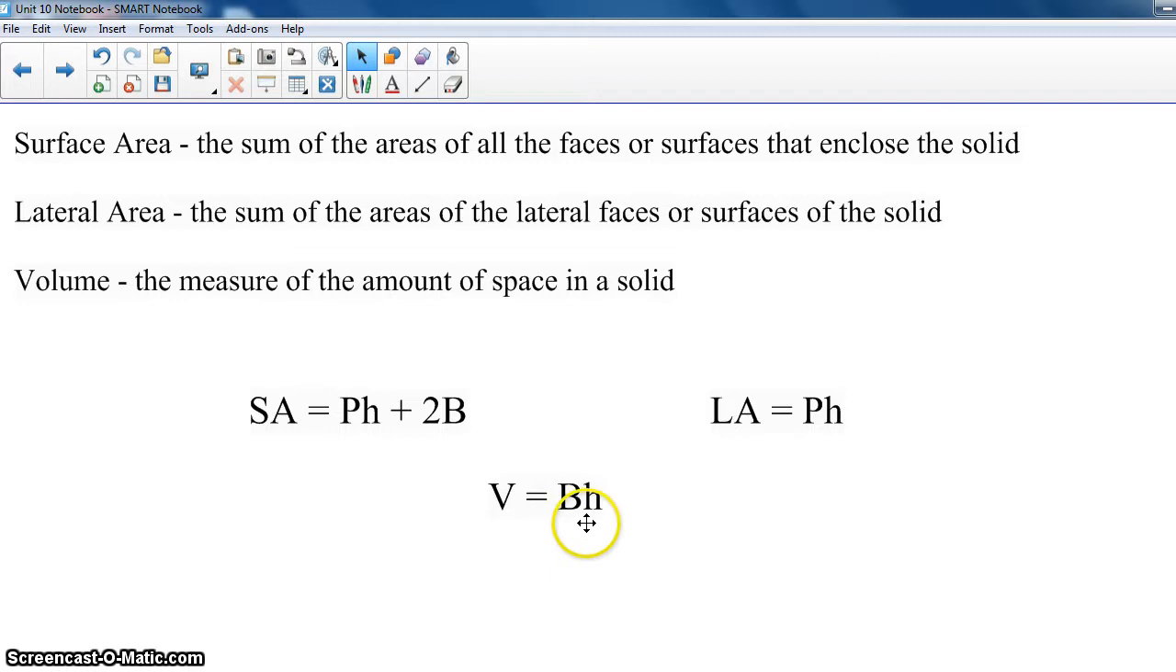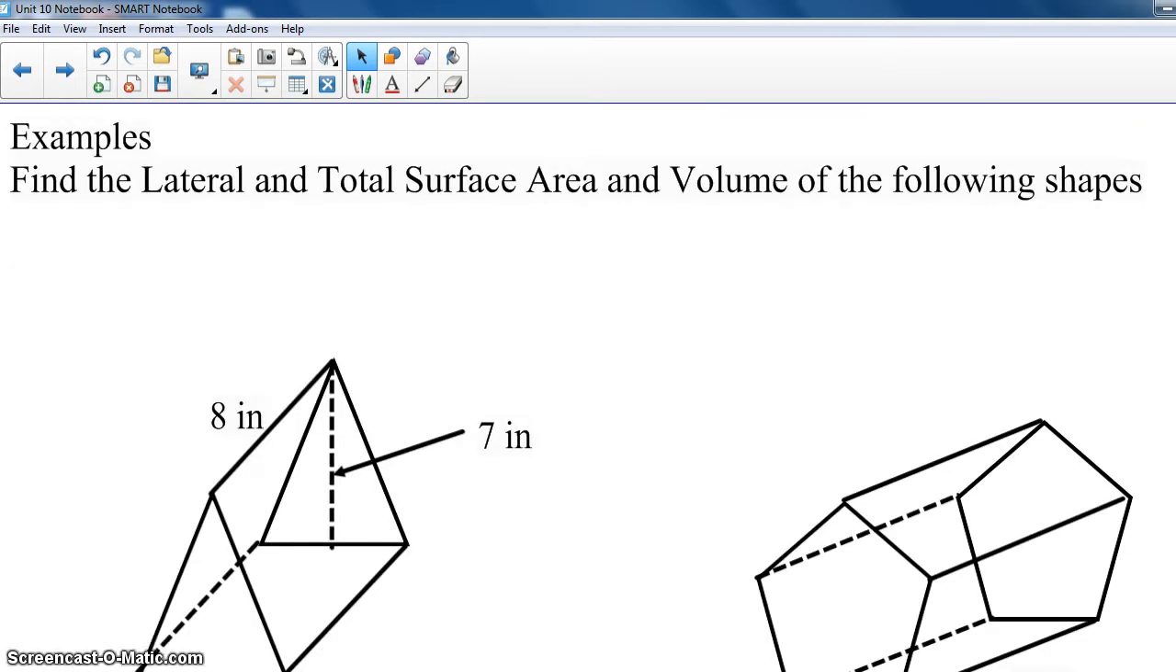And then for our volume, it's the area of the base. That's what the big B stands for. Area of the base times the height. And remember, these are for any prism. Doesn't matter what type of base it is. This is for any and all prisms. All right, so the last thing we're going to do, we're going to look at two examples, and then that'll be it for the notes for today.